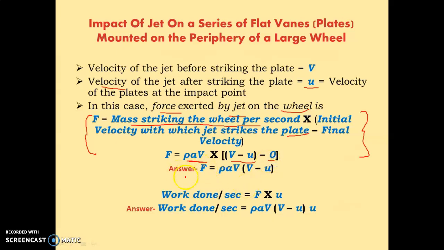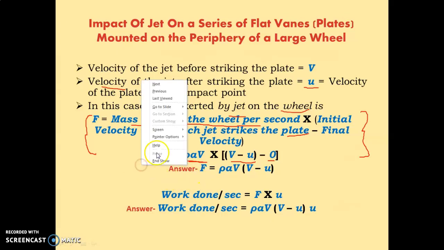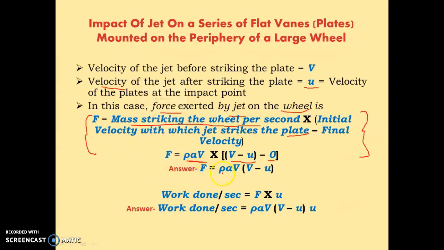So the final answer is F is equal to rho a v into bracket v minus u. Now the work done per second by the jet on the plate, by the jet on the wheel, is equal to force exerted by the jet on the wheel multiplied by u, that is the velocity of the plate. It will be equal to rho a v bracket v minus u into u.